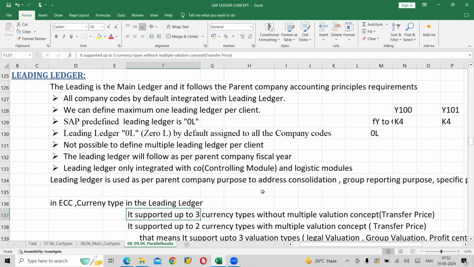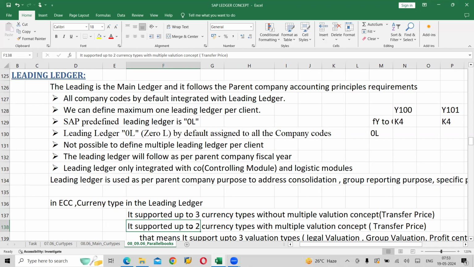Yes, sir. This is in ECC, sir? Yes. Okay, sir, can we use other currencies? You can't use other currencies. You can use up to 3 currencies. That's what he said. Okay, sir. If you are using without multiple valuation, you can use 3 currencies. But with multiple valuation, you can have only 2 currencies. Earlier we used to have it without multiple valuation, but now in ECC also everyone is going with multiple valuation. They need multiple reporting. Correct? So we can have up to only 2 currency types.